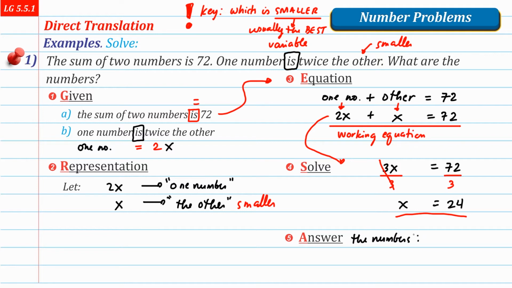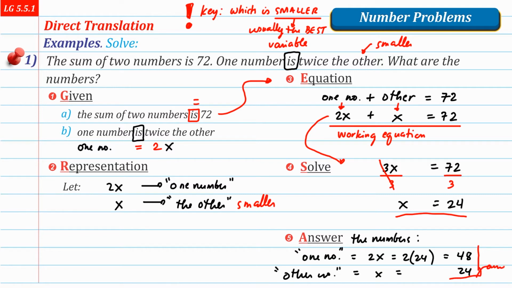Okay? So, unang-una, one number. Di ba yung one number is represented by 2x? Ano ba si x? Si x is 24. O edi 48. Yung other number is represented by, buti na lang may representation, x, which is automatic na, 24. Therefore, the two numbers are 48 and 24.